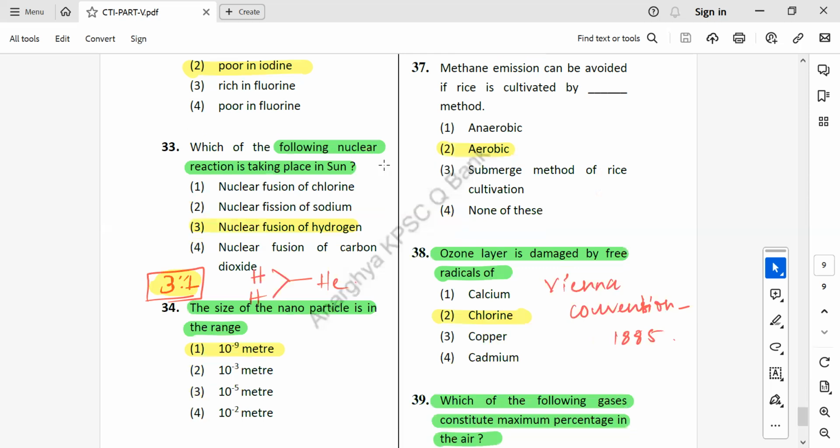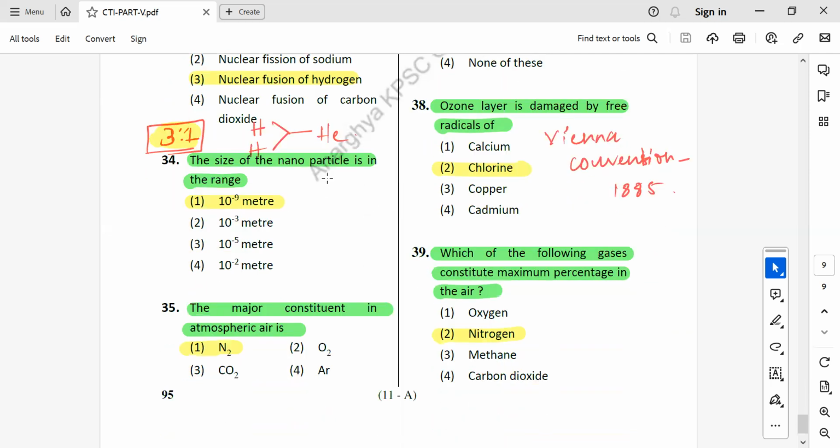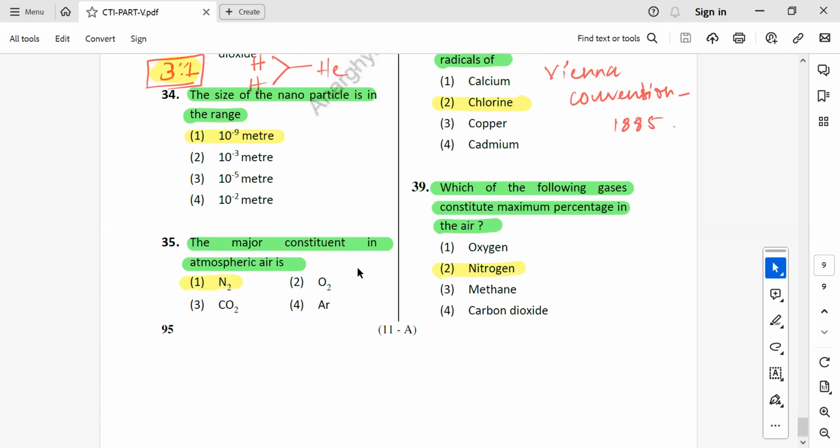Which of the following nuclear reactions takes place in the sun? It is nuclear fusion, where hydrogen combines and gives rise to helium. In a nuclear reactor, it is nuclear fission. Everyone knows that. The size of a nanoparticle is in the range of 10 to the power of minus 9 meters. The major constituent in the atmosphere, as we just read, is nitrogen, N2.